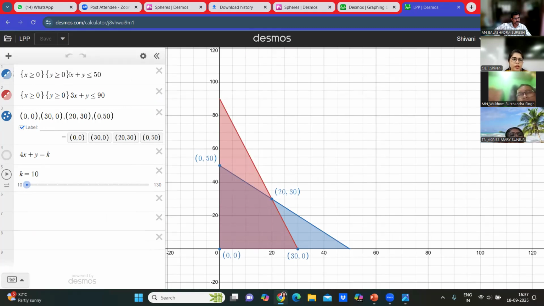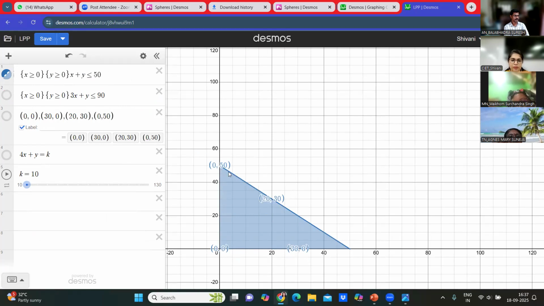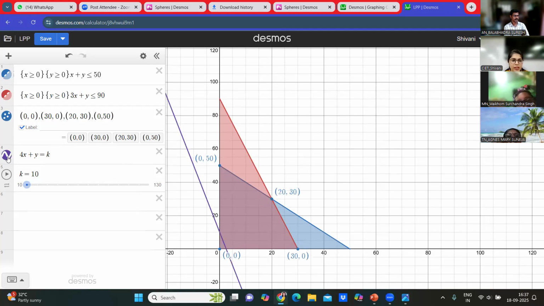I have this line x plus y plus z, which is less than or equal to 0. And for the positive part, I have written the equation. So this represents this area. Now the second equation represents this area, and the common area is this polygon from 0, 0 to 0, 50 to 20, 30 and 30, 0. I have labeled all the points. Now this is the equation of K which we have to maximize or minimize.